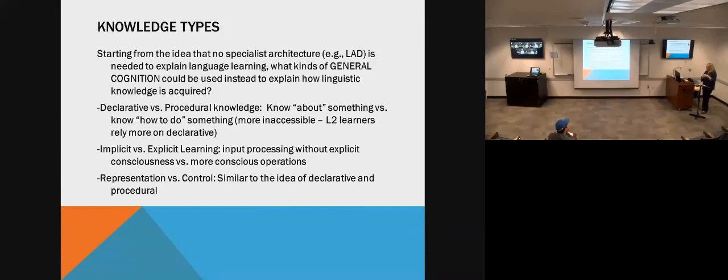So one thing is, for example, declarative versus procedural knowledge. Declarative knowledge is to know about something. Procedural knowledge is to know how to do something. So the idea is that the farther your procedural knowledge goes, the more and more automatic it becomes. Okay. So in your book, they talk about it in terms of learning to play tennis or something else. So first of all, you learn about it, then you learn how to do it.